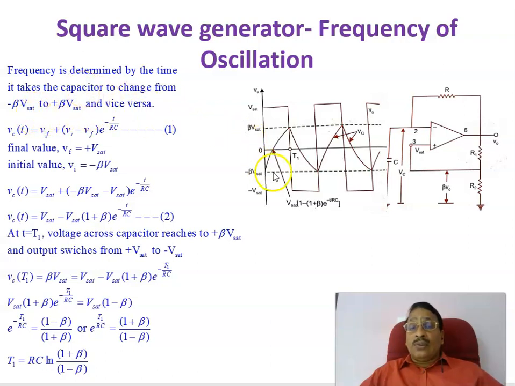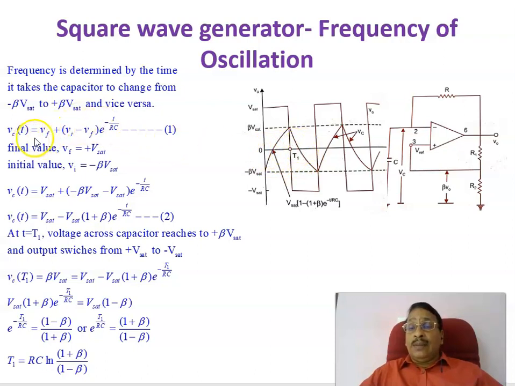If the total time period is this much, and the T1 period is the duration for which the capacitor voltage is changing from minus beta Vsat to plus beta Vsat, and then once it exceeds that, the output changes from plus Vsat to minus Vsat. Therefore, this duration, for the capacitor voltage to change from minus beta Vsat to plus beta Vsat, is half of the time period, equal to capital T1. The total time period will be 2 times T1.